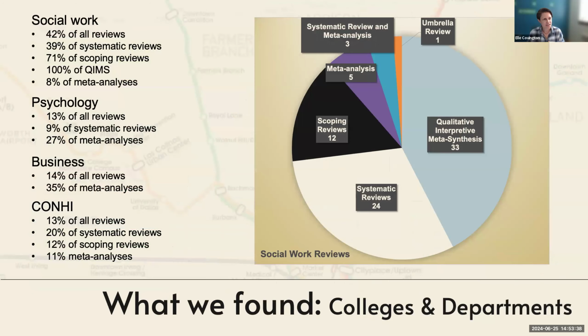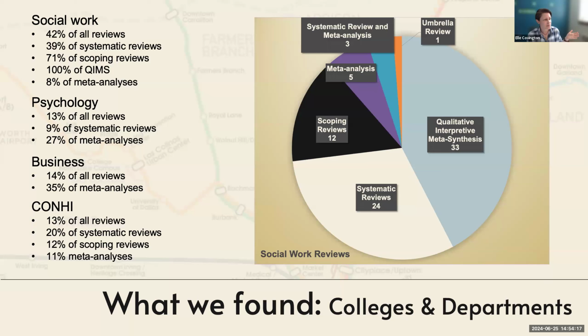Breaking that down a little, I wanted to take out the qualitative interpretive metasynthesis. We know that it was developed at our institution, specifically for social work, so I was wondering whether it was skewing our data to show an overrepresentation of social work. But what I found is that even if we took out the qualitative interpretive metasynthesis, social work is still doing almost 2 times the amount of evidence synthesis, in these other types of reviews, as anybody else on campus.